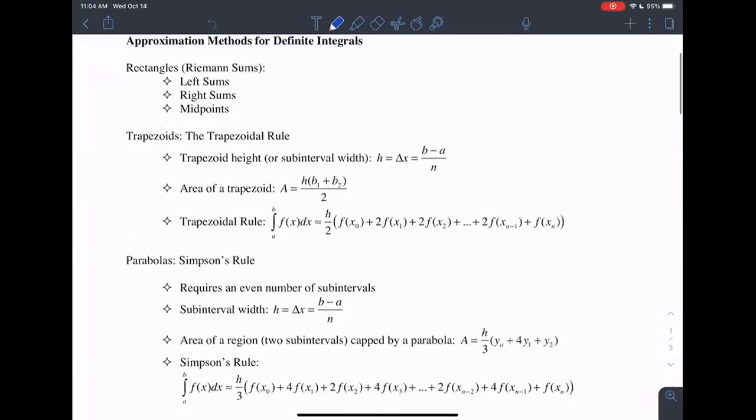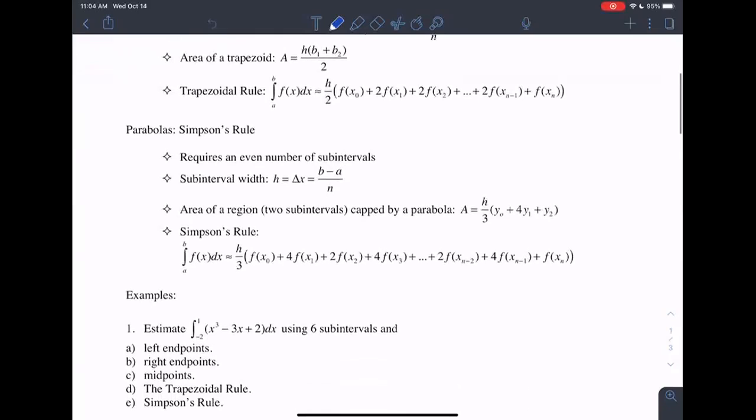And then Simpson's rule, we're using parabolas, uses this formula for area, height over 3 times y sub 0 plus 4y sub 1 plus y sub 2. And when everything is simplified, you have your h over 3 out in front, and then the alternating 4s and 2s in the middle. So it looks very much like the trapezoidal rule, but the 3 is different, and the coefficients are different.